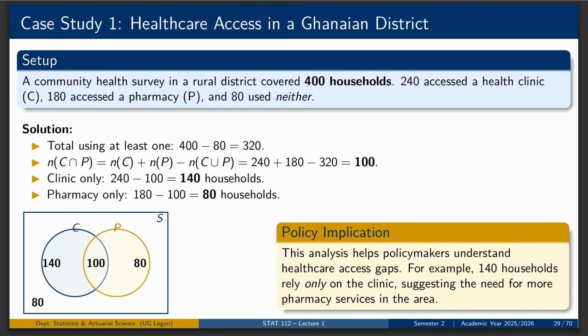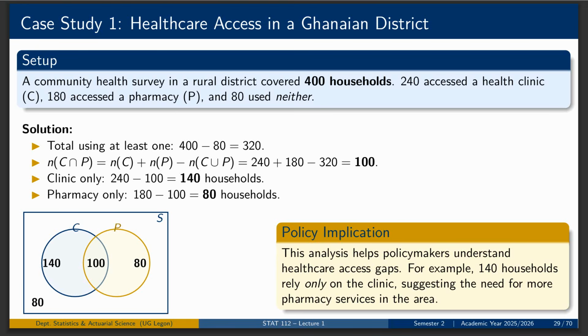So 80 will be outside the circles. We know 240 use a health clinic. So if you take those who use a clinic only plus those who use both, that should give you 240. The other one is also 180, right? A pharmacy. So the inclusion 180 like that. Okay. So we can find this.